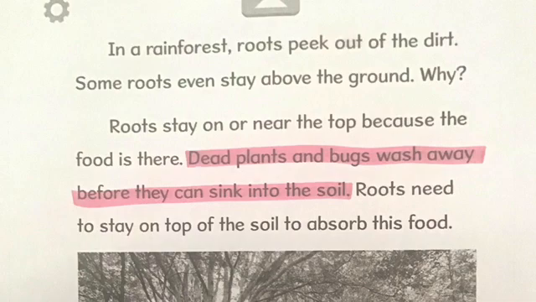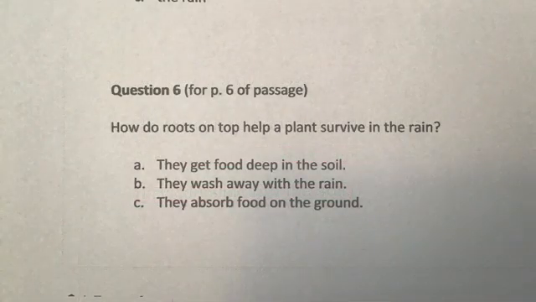Question 6. How do roots on top help a plant survive in the rain? A, they get food deep in the soil. B, they wash away with the rain. Or C, they absorb food on the ground.